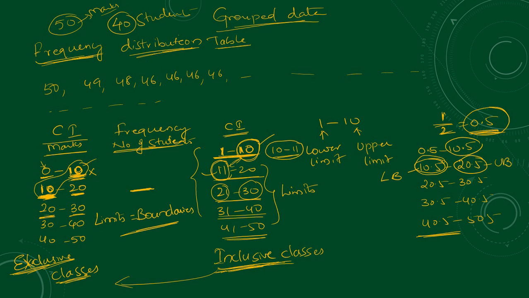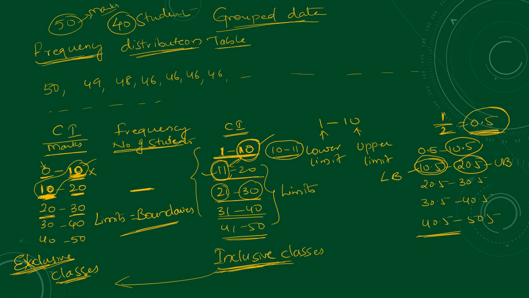So for exclusive classes there won't be any difference between boundaries and the limits, whereas for inclusive classes limits are different from boundaries. Limits are obtained for the given class intervals, whereas boundaries will be obtained for exclusive classes. So when we convert inclusive to exclusive, we are going to get this particular situation.